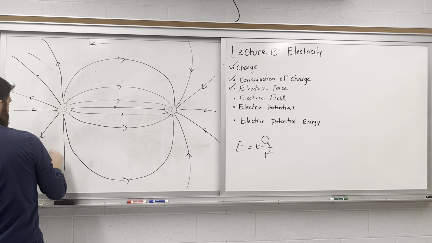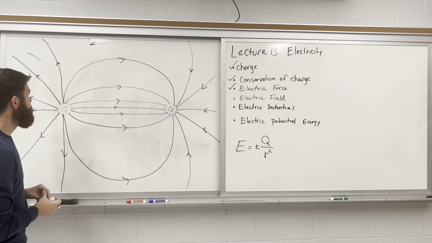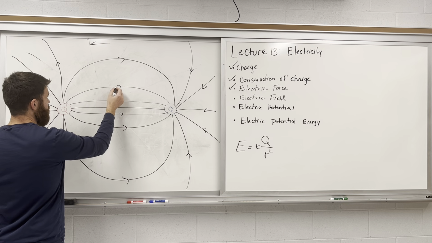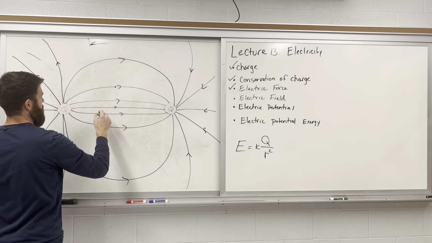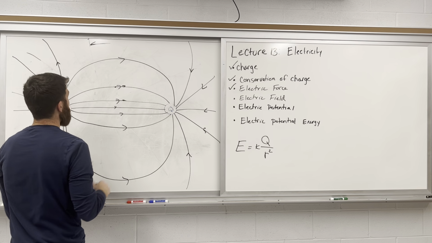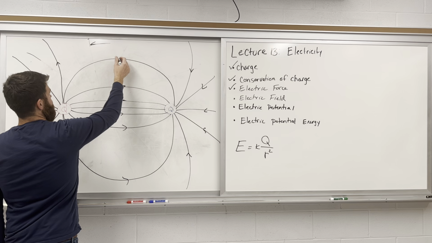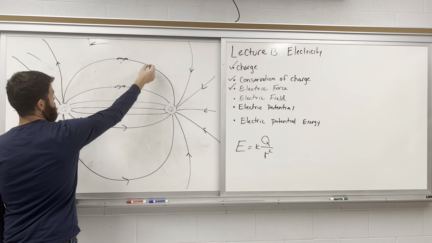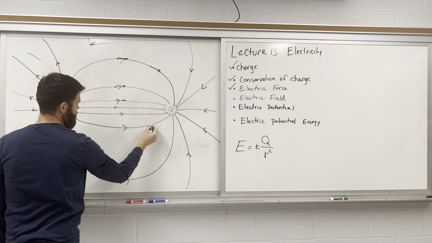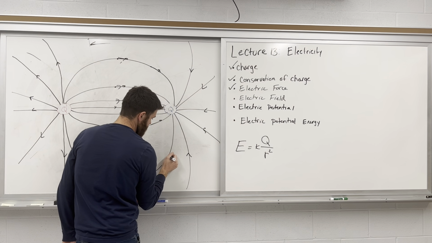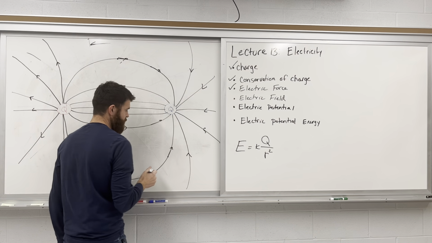So note that all the field lines are pointing away from the positive and toward the negative charge. So that means if we put a positive charge here, the force would be in this direction. It would be in this direction. Here, it would be in this direction. Here, it would be in that direction. It's always tangent to the field. So, if a test charge is right there, the force would be in this direction.